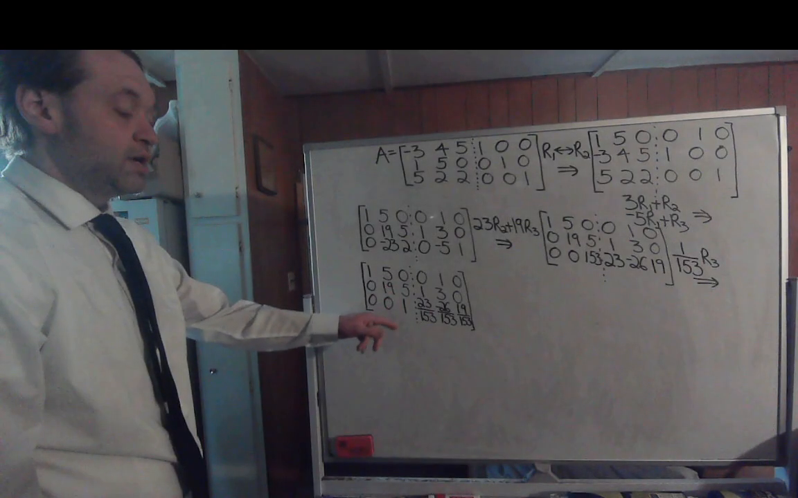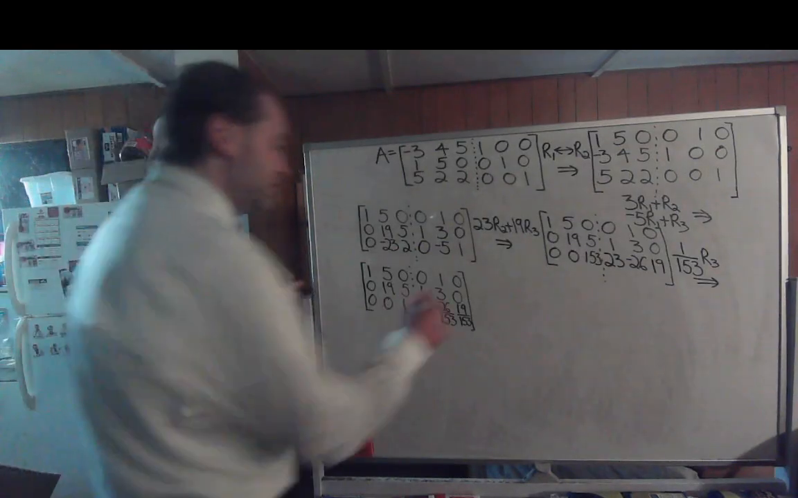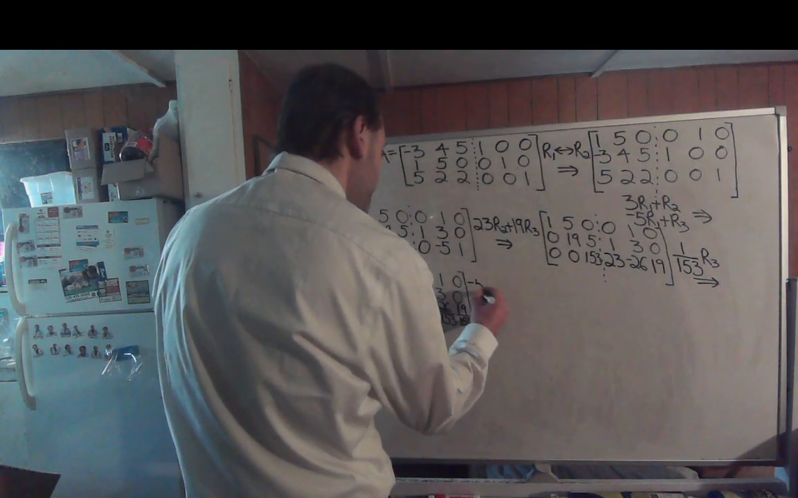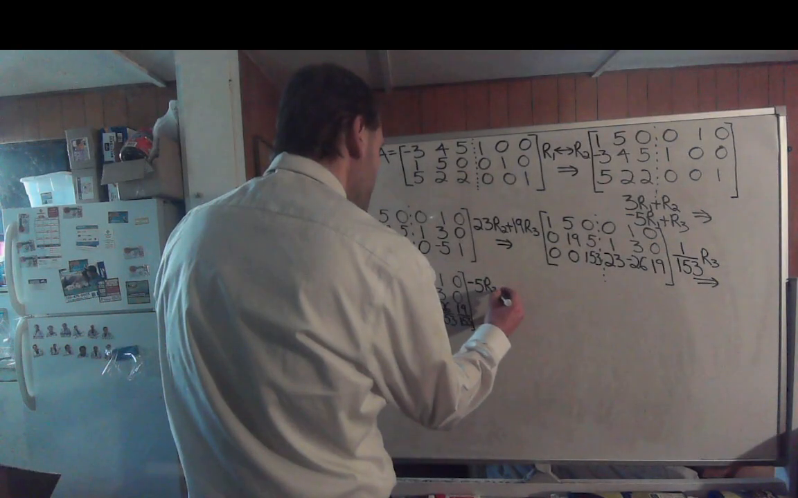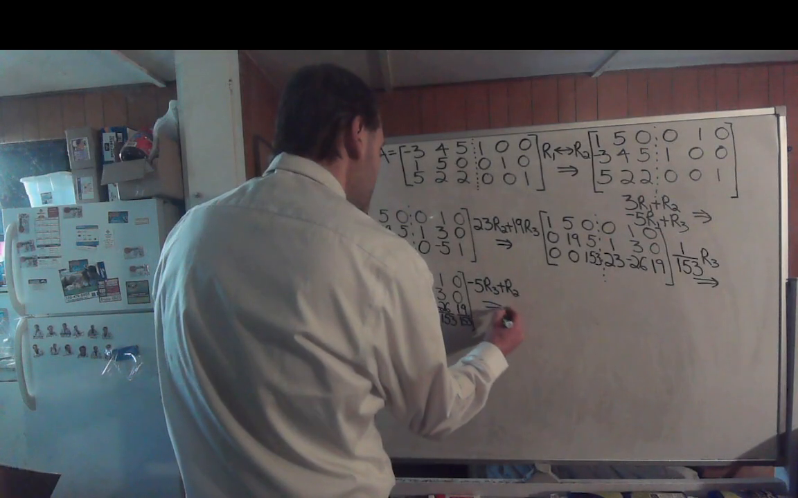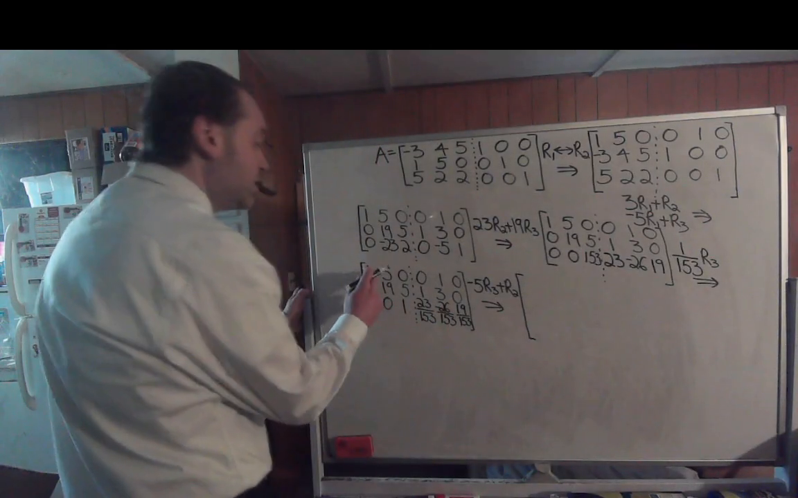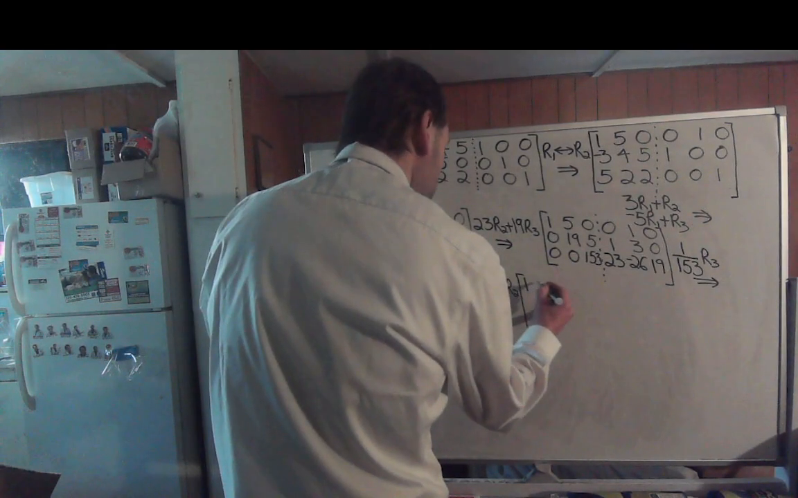Now, the next thing we probably should do is make the third digit in row 2 a 0. If I take negative 5 times row 3 and add it to row 2, I should be able to make that happen. So negative 5 times row 3 plus row 2. Let's go ahead and make all that happen here. So row 1, still leave it alone for now.